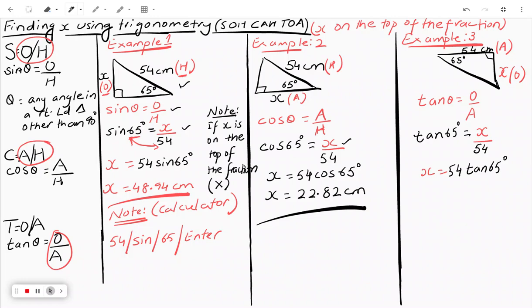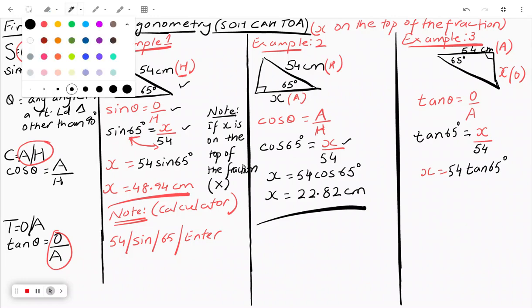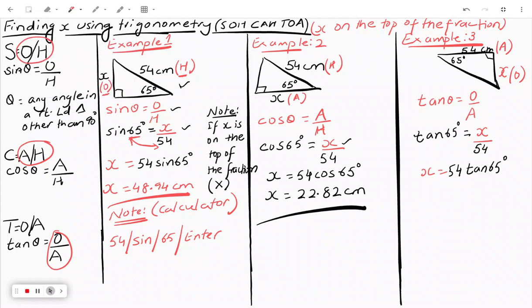And when we put that together into the calculator, we are going to get our final answer. How exciting is that? All right, so 54 tan 65, enter, and that gave me 115.80 centimeters as my answer. Beautiful. Well, that was all about trig ratios.